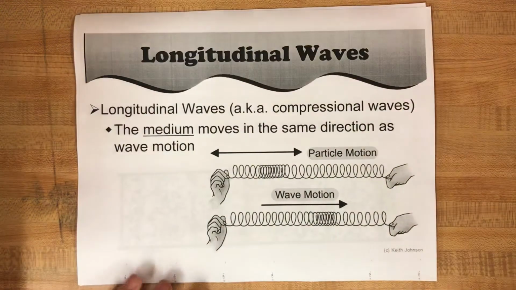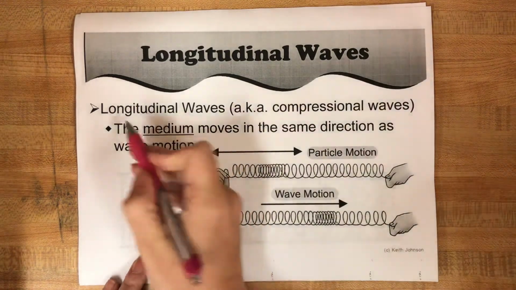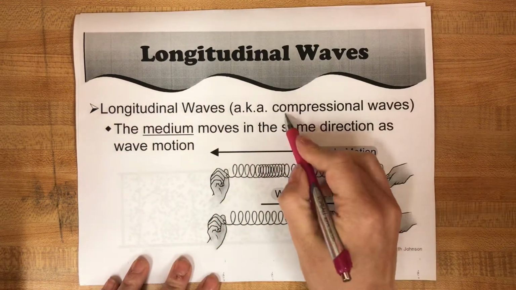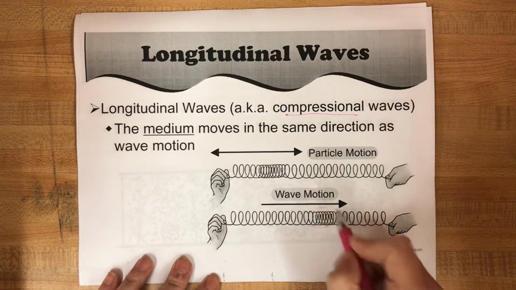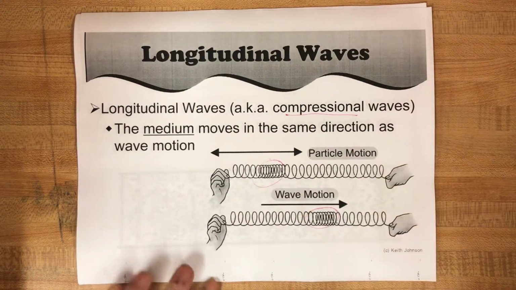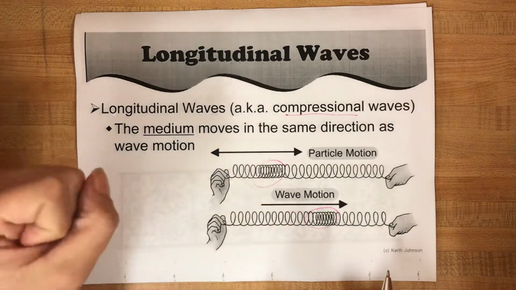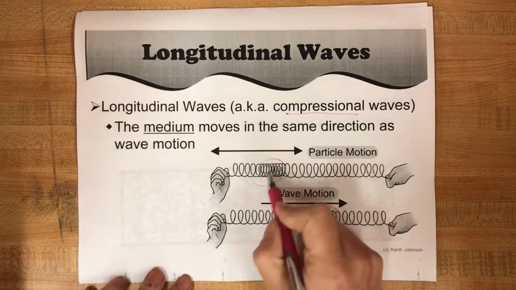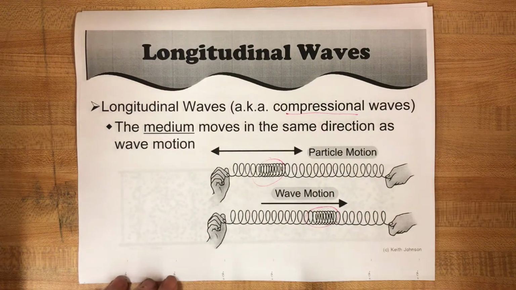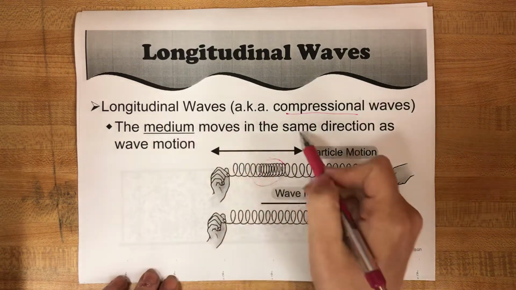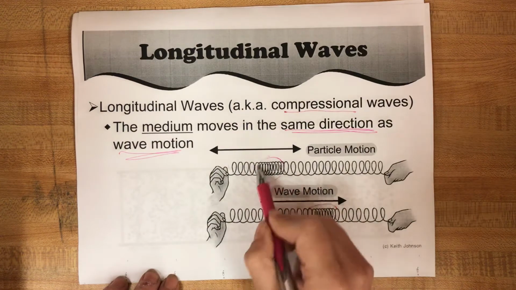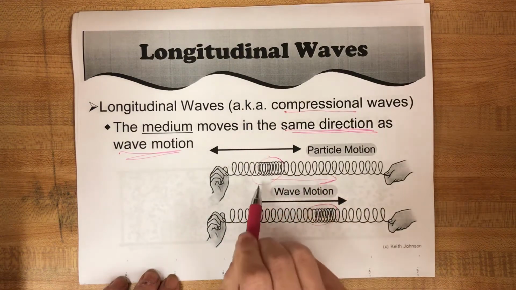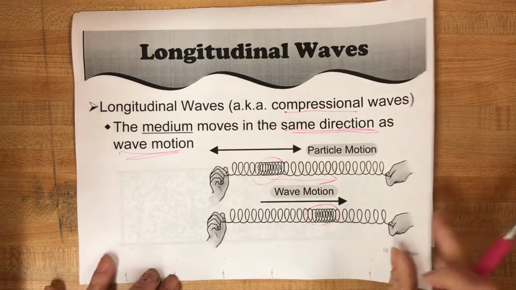Okay, now the next type of wave is a longitudinal wave. Okay, longitudinal wave, also known as a compressional wave. The reason it's called a compressional wave is it literally has compressions within it, just like a slinky. If you had a slinky and you balled it up and let go, that would be the compression. This is where it's let go. Okay, the medium moves in the same direction as the wave motion. So this material is going to go that way, and the wave is going to go that way as well.